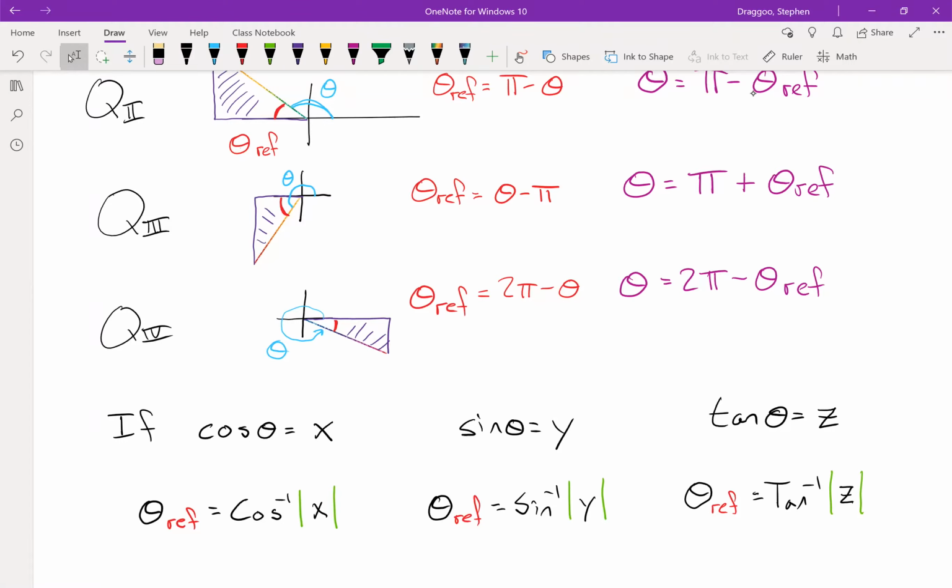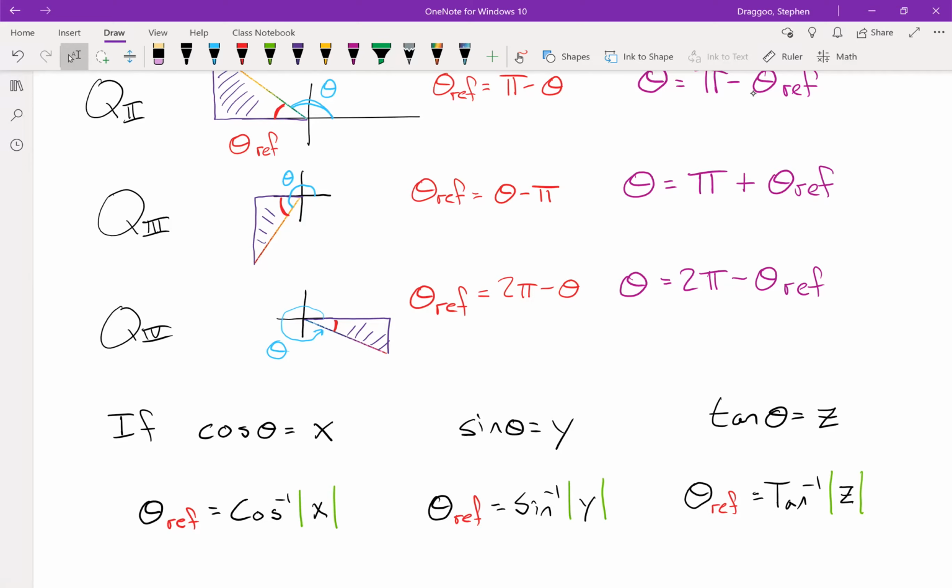But the reference angle is always in the first quadrant, which means if I take the cosine inverse of a positive number, assuming that that positive number is less than or equal to 1, I'm going to get an angle that's in the first quadrant, meaning that the reference angle, regardless of which trig function I'm working with, is just going to be the inverse, whichever trig function, of the positive value, or the absolute value of whatever that function was equal to.